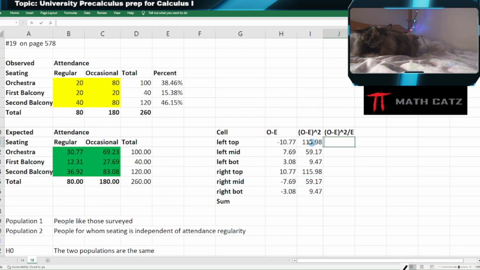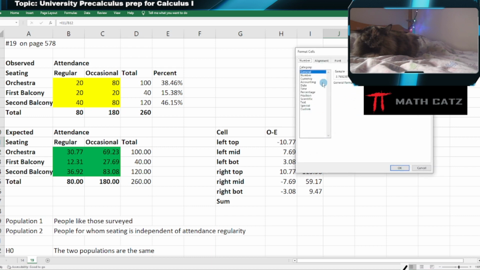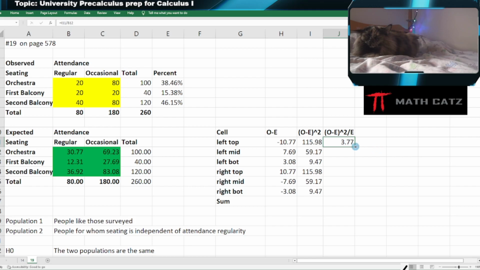Now I'm going to take this squared difference and divide by the expected, which sits over here. It's green, like so. I can copy again with the decimals. Let's format that. I don't know what is going on with the decimals here. I don't want that many. Let's copy these and double check. It is taking the cell next to it, dividing by left bottom.